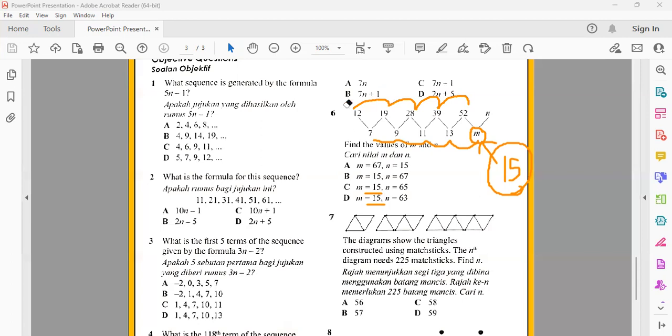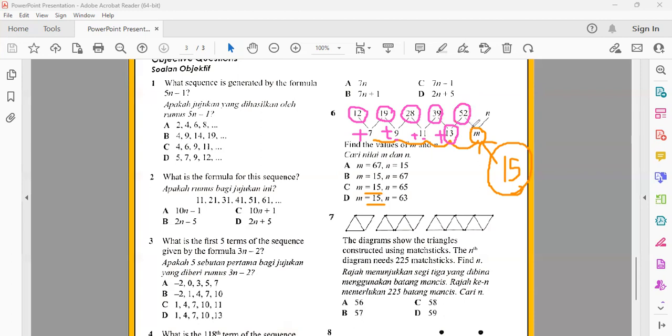I think I found the pattern. Girls, did you all find the pattern? I hope you all did. 12 plus 7, I got my 19. 19 plus my 9, I got my 28. 28 plus 11, I got my 39. Can you see that? 39 plus 13 gets me my 52.